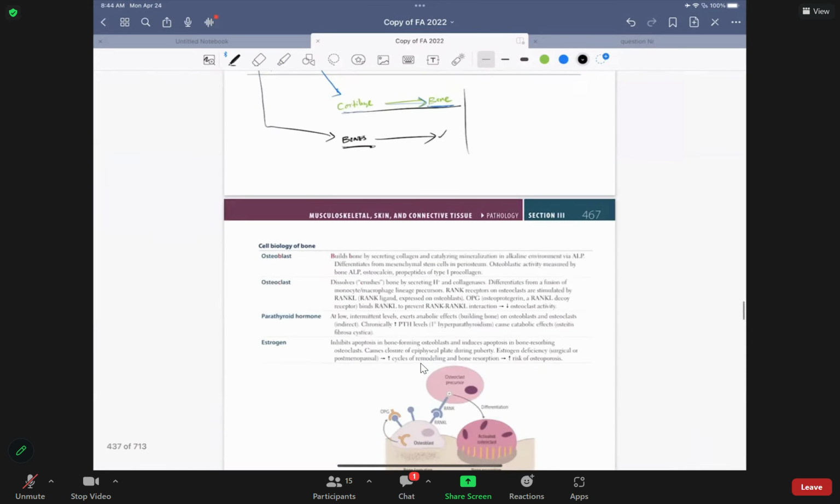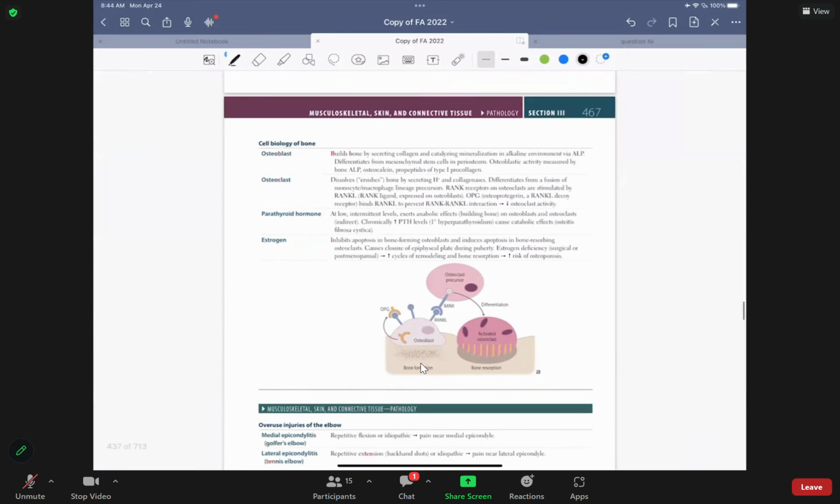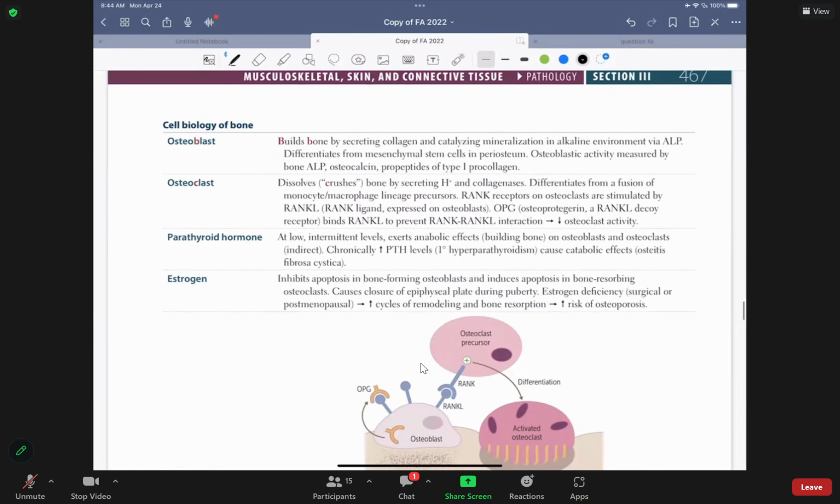Now, once we get this, let's go to this page. This is a repeat from endocrine. We already know what osteoblast and osteoclast are. We already know how parathyroid hormone works. The only thing we have not talked about too much is estrogen. Now I'm going to make it simple. I'm going to break down these 3 lines into one simple form, folks.